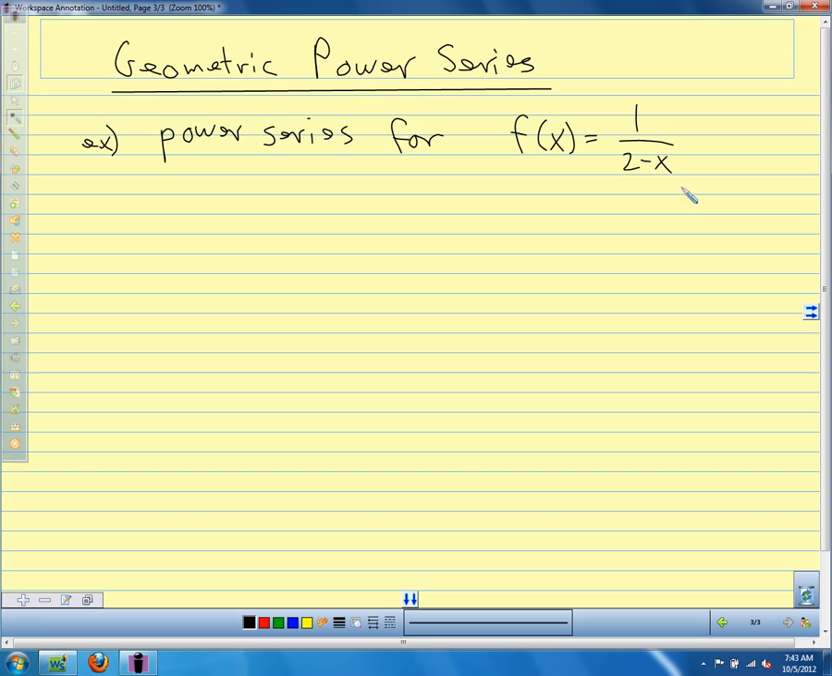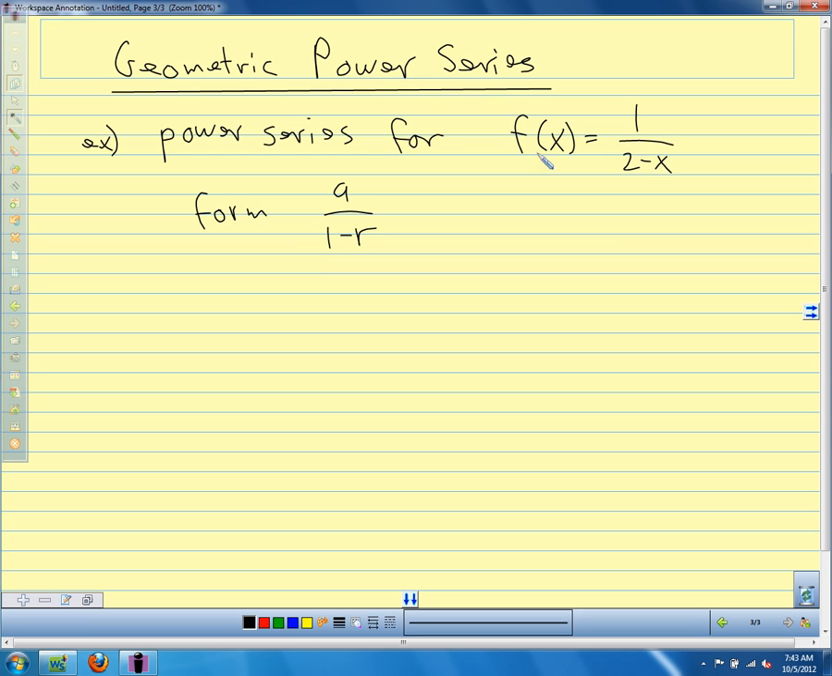Now we could find the Taylor series, we could calculate our derivatives and our coefficients. When we have a fraction like this, calculating the derivatives can get kind of tedious. But let's look at this as a geometric series. Let's look at our function as the form a over 1 minus r. We want to put it in this form.